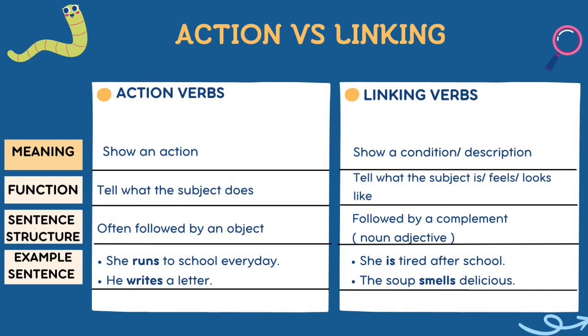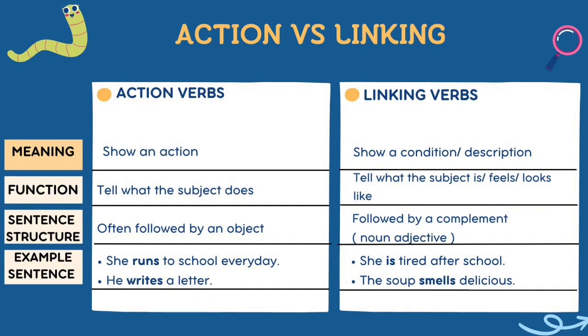Now, let's compare action verbs and linking verbs side by side. We'll start with the meaning. Action verbs show an action. They tell us what is happening in the sentence. For example, if someone runs or writes, those are the actions being carried out.